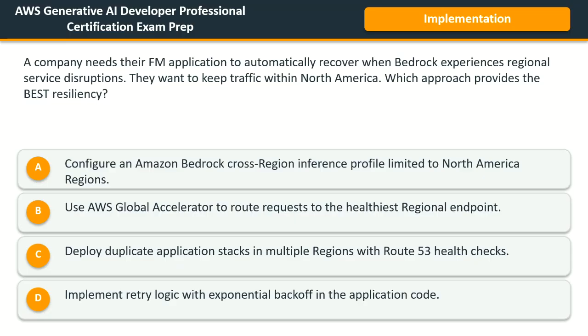Option D is incorrect because it adds retry logic. Retries help with transient errors, not regional outages. If the service is down in a region, retries will keep failing. For Bedrock resiliency on the AWS exam, if the service supports cross-region inference, use it. The correct answer is A.